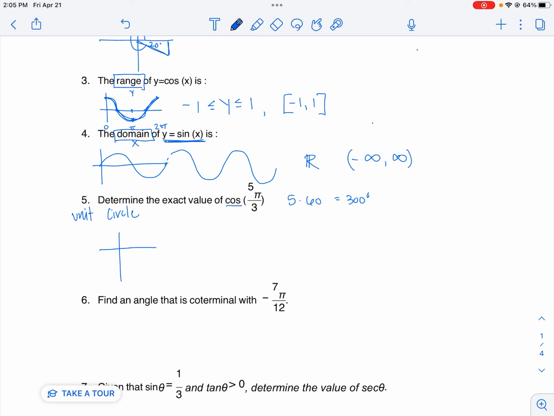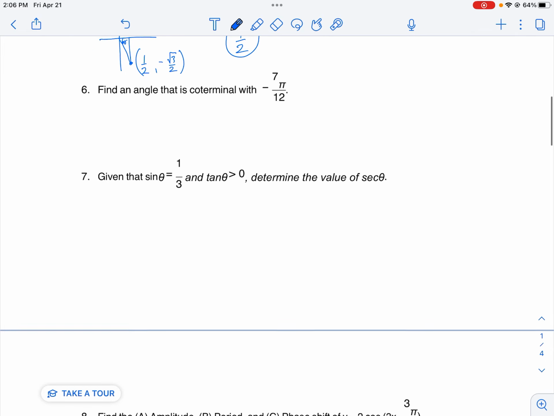So 300 degrees would be down here, with a reference angle of 60 degrees. And down here, the coordinate there is 1/2 comma negative square root of 3 over 2. Since I'm asked about the cosine, that's the x value, or the side adjacent, and that is 1/2.